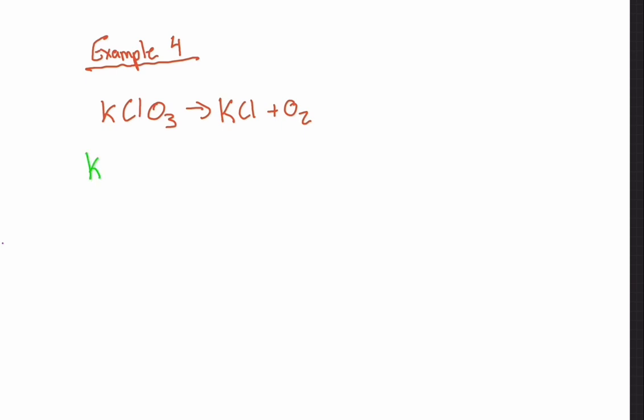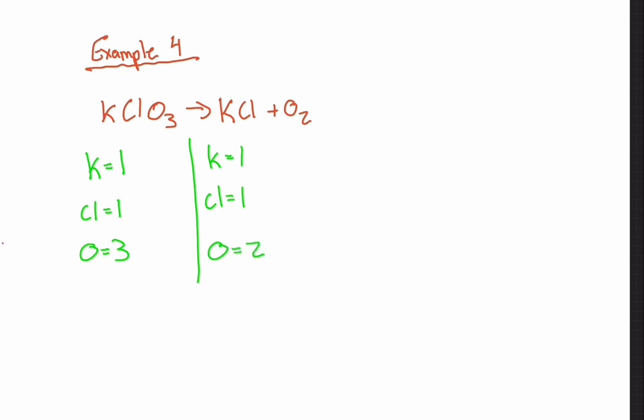Again, step 1 is going to be to count the atoms that we have right now. Potassium has 1 on the left and 1 on the right. Chlorine has 1 on the left and 1 on the right. Oxygen has 3 on the left and 2 on the right. So we need to balance the oxygen.